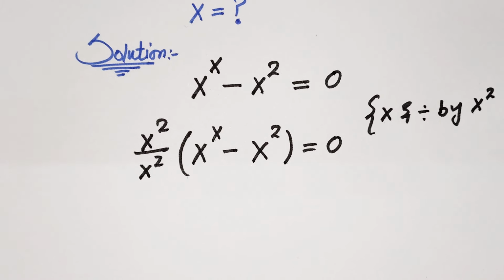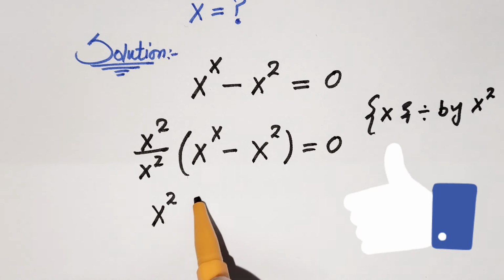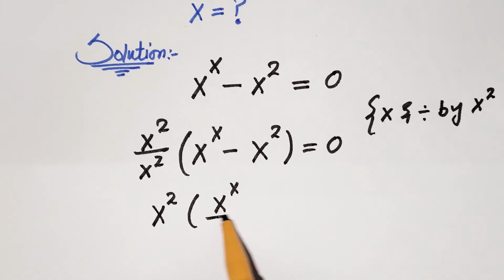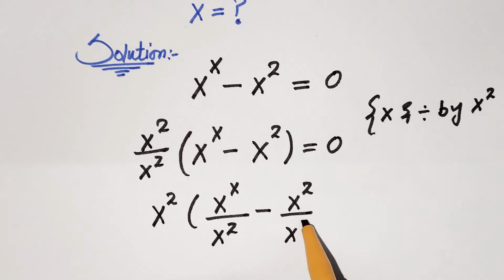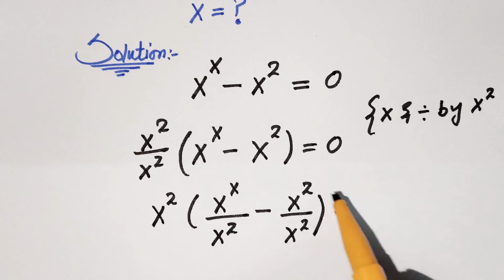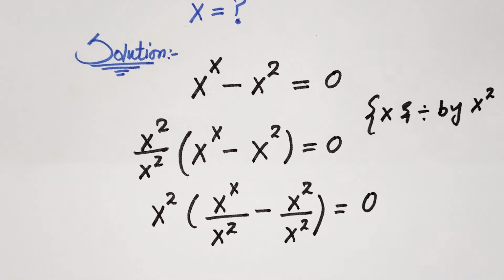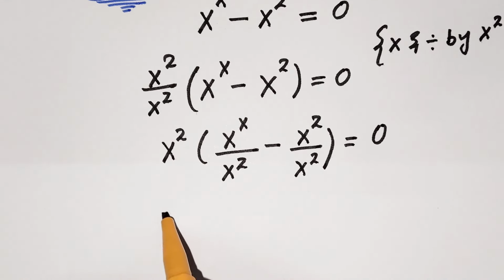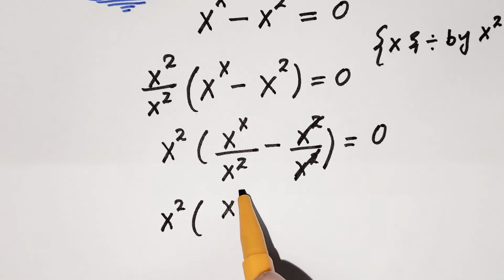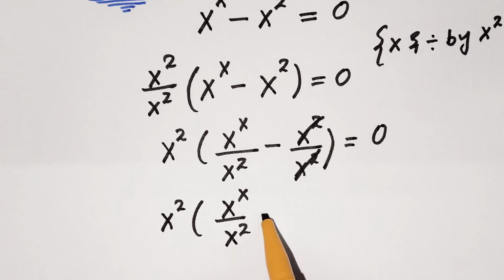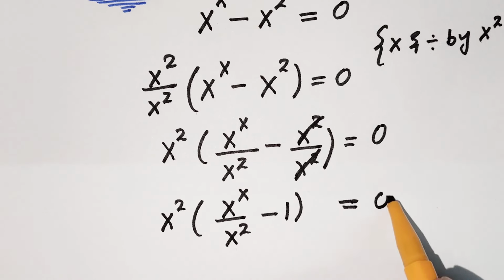Now multiplying and dividing with both these expressions in parentheses, we get x squared times x raised to power x over x squared minus x squared over x squared, as we have multiplied into parentheses with both these terms. Here we cancel out this one. So we have x squared times x raised to power x over x squared minus 1, which is equal to 0.